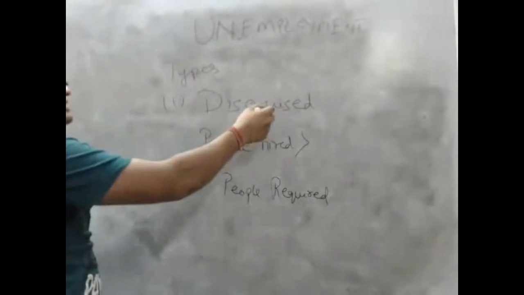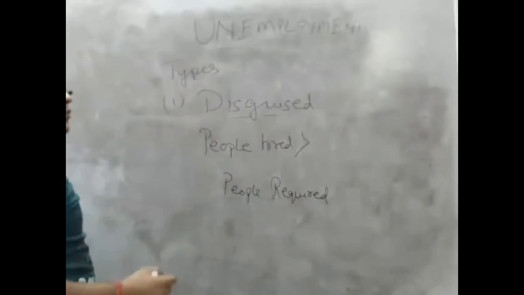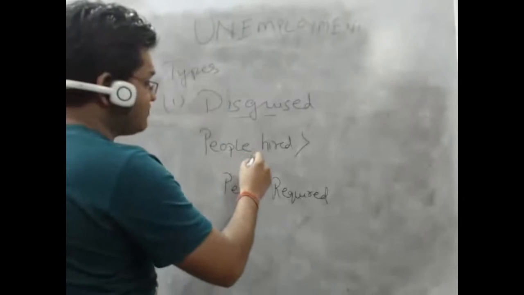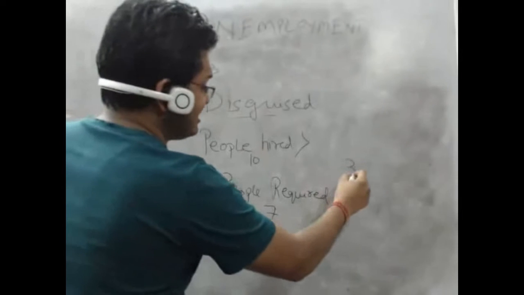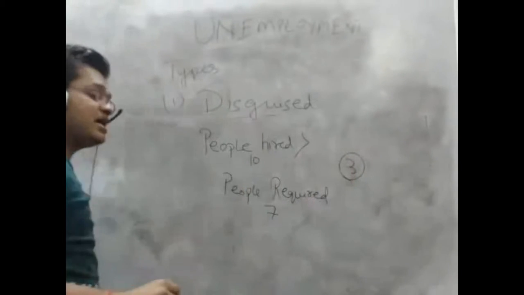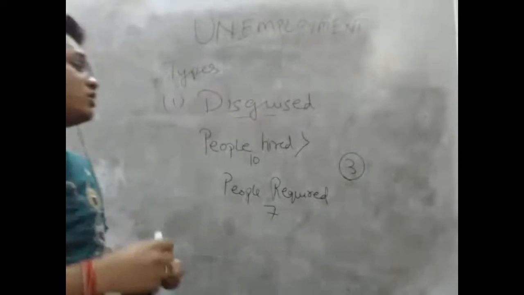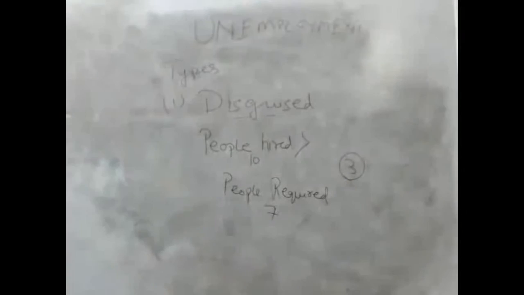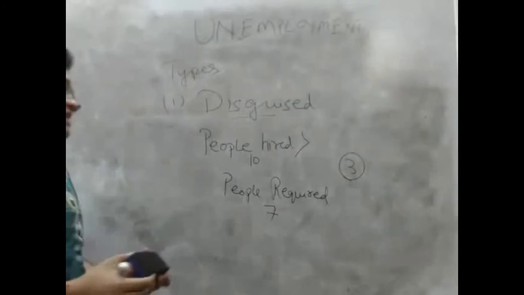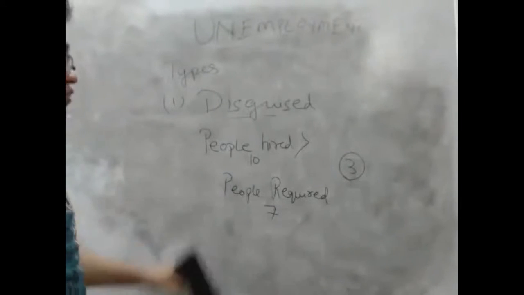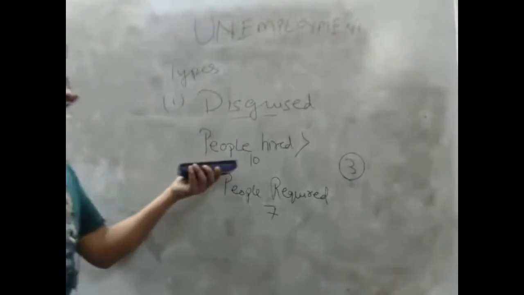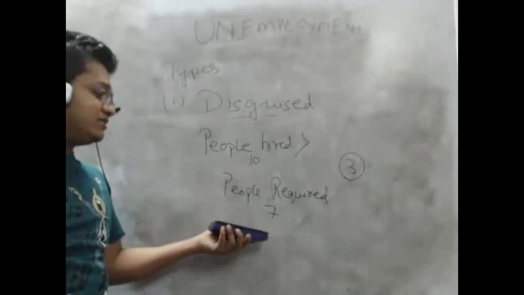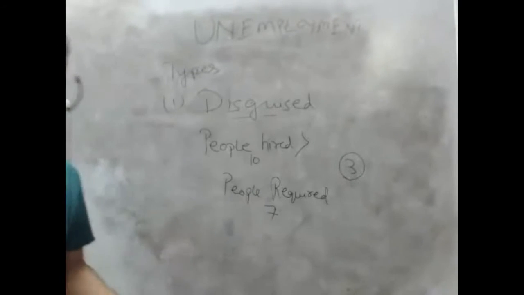Now what does disguised unemployment mean? Disguised unemployment means that suppose 10 people are hired for the job and there is a requirement for 7, then these 3 are called disguised unemployment. It means the people hired for a job are more than the people required to do that particular job. When more people are hired than are required for the job, that is called disguised unemployment.